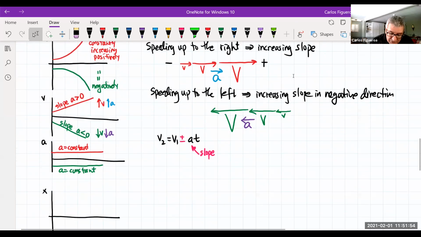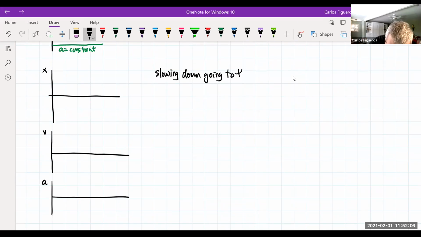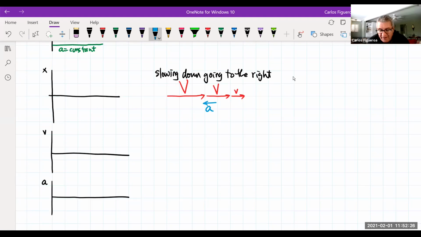So here we go. Now what we're doing is slowing down, going to the right. So if I'm slowing down going to the right, then our picture says this here. Well, my velocities are getting smaller because my acceleration is in the opposite direction. And remember, for simplicity, we can draw this like this just as easily here.